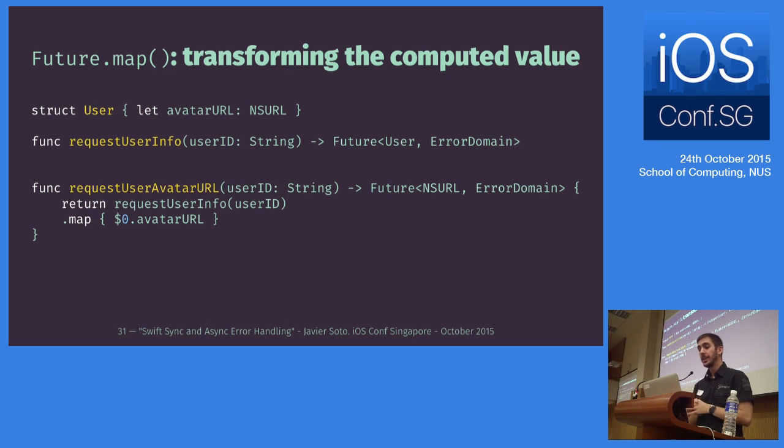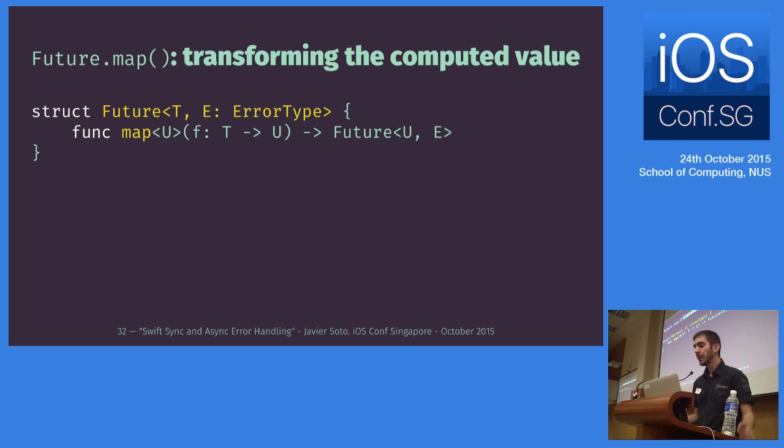But look at the request user avatar URL function. What's great about that is that even though the first function can fail, it returns a future of user and error domain, whatever the error domain is, the second function is not checking for the error. And that doesn't mean that it's ignoring it. It means that the implementation of the map function already does that for it, which means that we have this centralized implementation of what to do in case of errors, and that doesn't add noise everywhere else in our code. So the map block is only going to run if we actually have a user. If we don't, it's not going to extract the avatar URL, and we get that for free. Okay, so this would be the type signature.